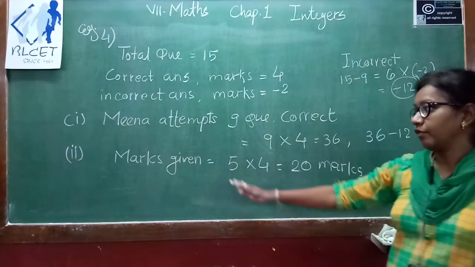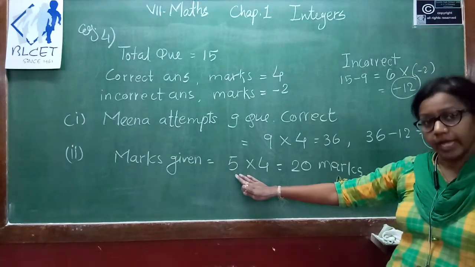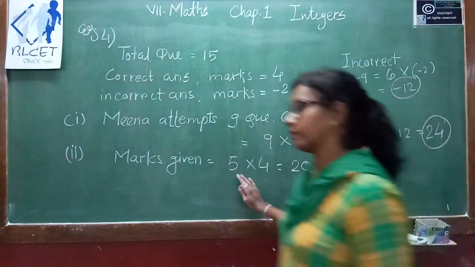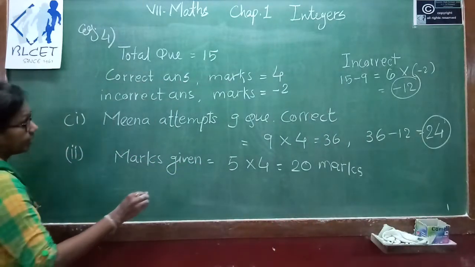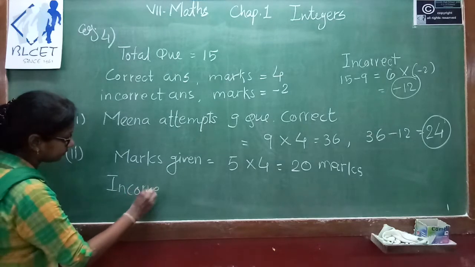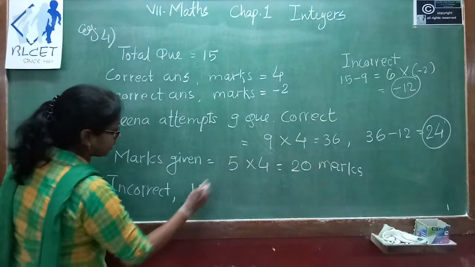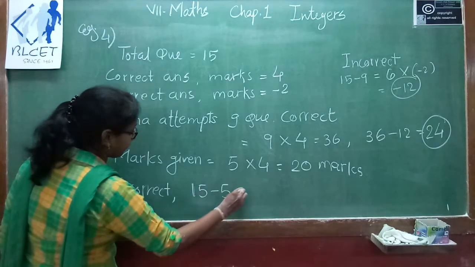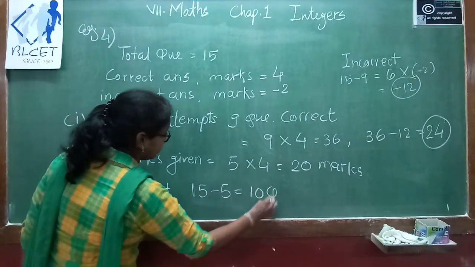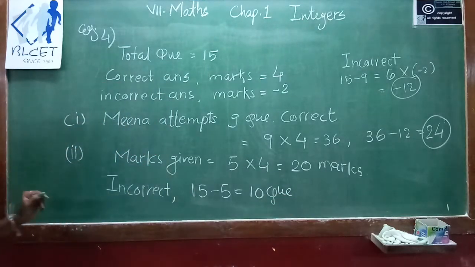In the same way, one of our friends got 5 questions correct. So how many questions has she attempted wrong, that is incorrect? You have to subtract 5 questions from 15. 15 minus 5, so 10 questions her friend has attempted wrong.